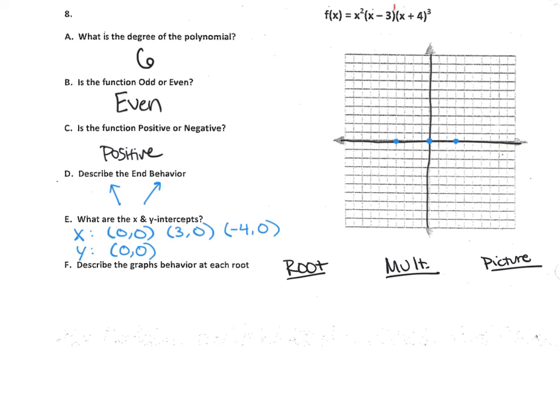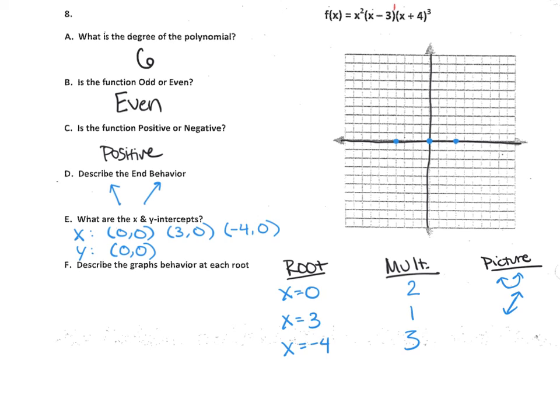So our first root is when x is equal to 0. That has a multiplicity of 2, which means we're going to be bouncing off our x-axis. Our next root is when x is equal to 3. That has a multiplicity of 1, so we're going to go straight through our x-axis. And lastly, the new one, we're going to have a root when x is equal to -4. This is a multiplicity of 3. This is the highest multiplicity we'll be dealing with.